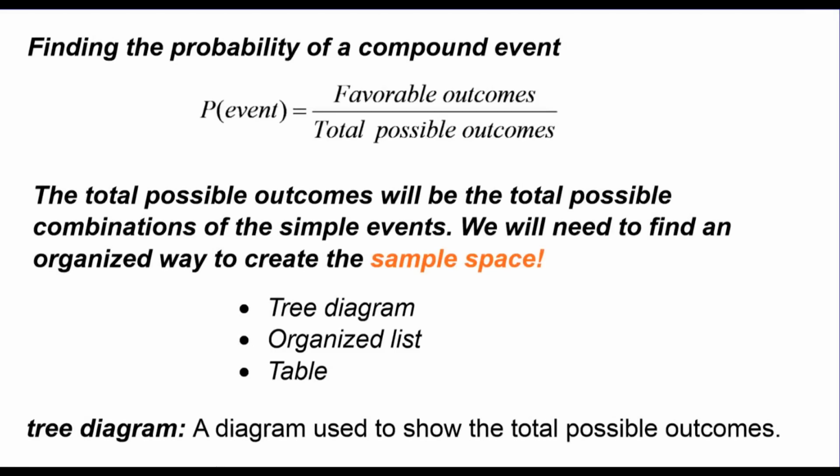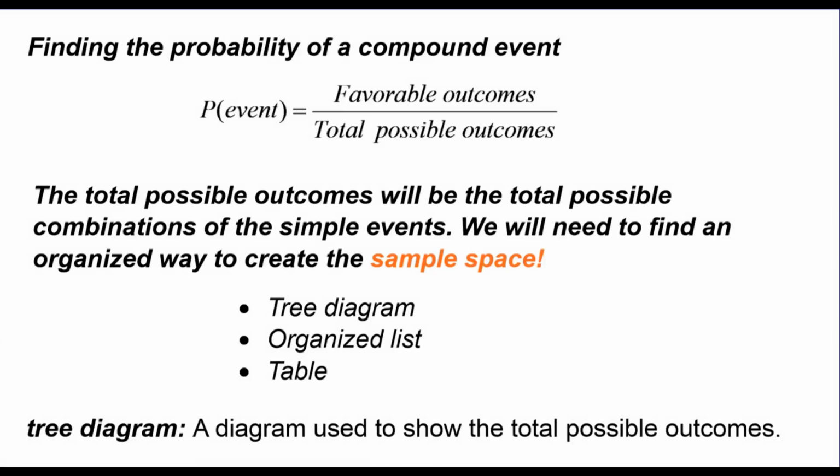Well, to do that, we're going to be using this ratio, which should look familiar by now. We've used it the last few lessons. So the probability of the event is still the number of favorable outcomes over the total possible outcomes ratio. The tricky part comes in when we're talking about the total possible outcomes. The total possible outcomes in a compound event aren't always obvious. So we need to find a way to find the total possible outcomes.